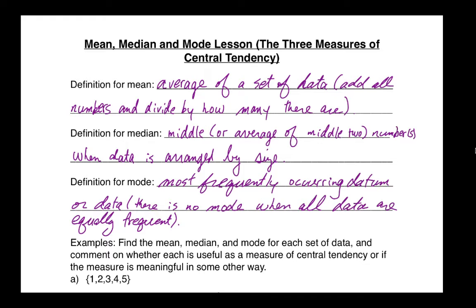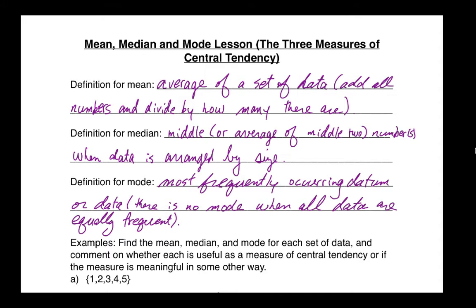And finally, the definition of mode is it's the most frequently occurring datum, which is a single data point, or it's the most frequently occurring data, that is to say there could be more than one mode. It's possible that there is no mode, and that happens when all the data are equally frequent. So some of these things may be a little bit confusing while you're looking at just the basic definitions here.